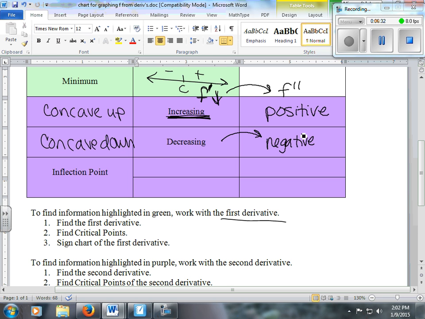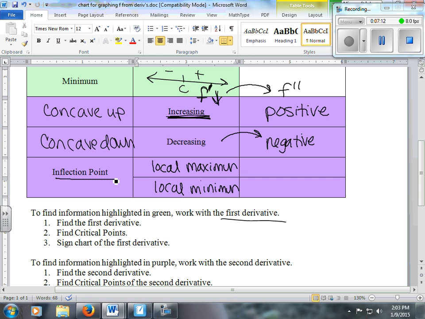And then we have inflection point. An inflection point is when you change concavity. So to change concavity, to go from concave up to concave down, my f prime must change from increasing to decreasing. That means I have a local maximum. If I change from increasing to decreasing, that's a local maximum. On the other hand, if I change from decreasing to increasing, that would be a local minimum. In either of these cases, I changed concavity, and that's the definition of inflection point.